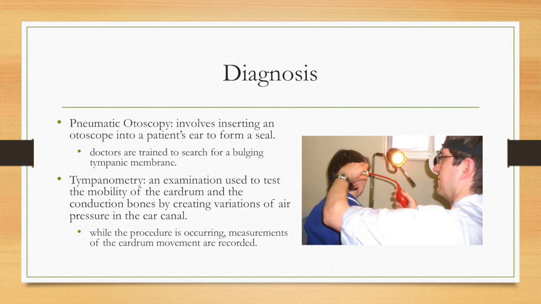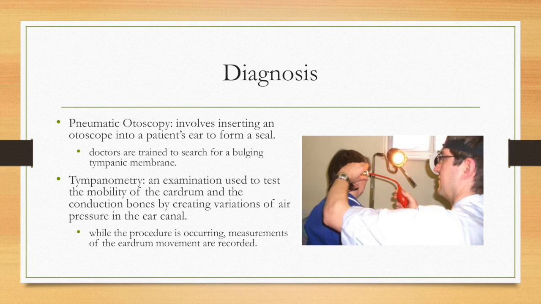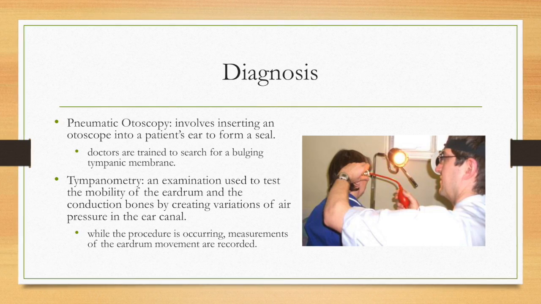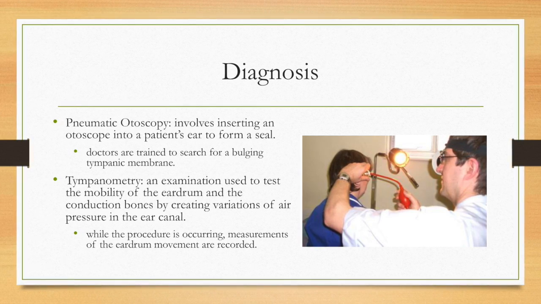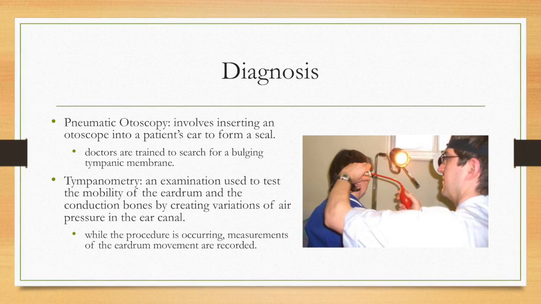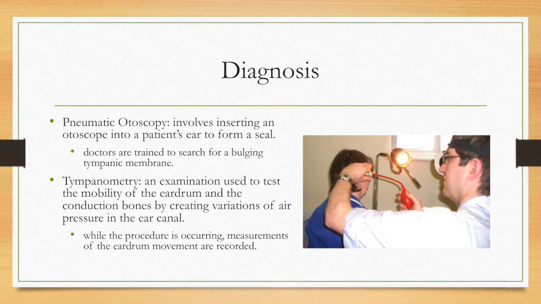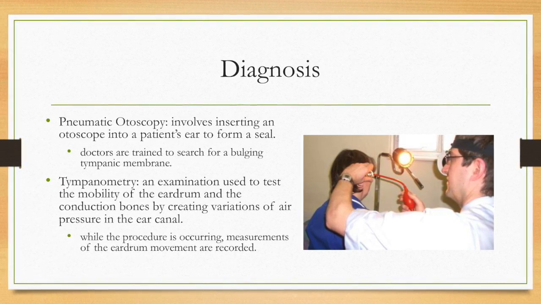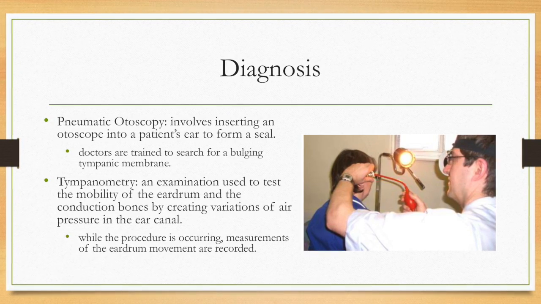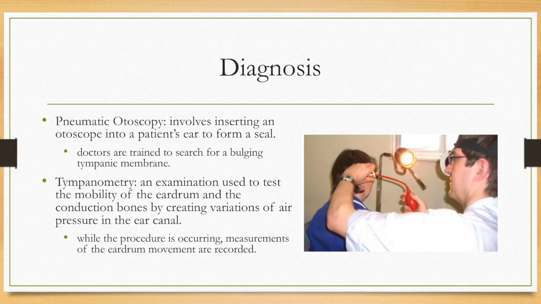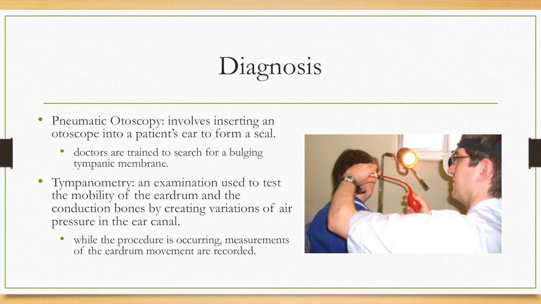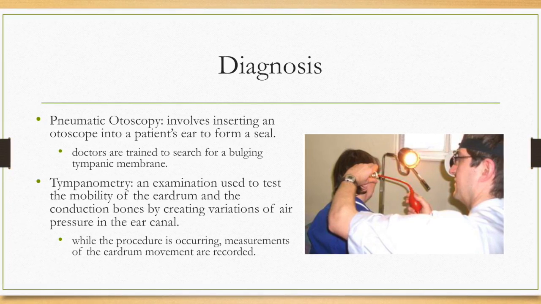When examining a patient for otitis media, doctors will use a pneumatic otoscopy as seen in the picture. Pneumatic otoscopy involves inserting an otoscope into a patient's ear to form a seal. The purpose of creating a seal is to stop air leaking between the speculum and ear canal wall. While performing this procedure, doctors are trained to search for a bulging tympanic membrane. A typical tympanic membrane is intact, convex, and translucent. Therefore, a bulge in the tympanic membrane is the most prevalent sign of otitis media and an indication of a middle ear disorder. Doctors may use a tympanometry to assess the middle ear function.